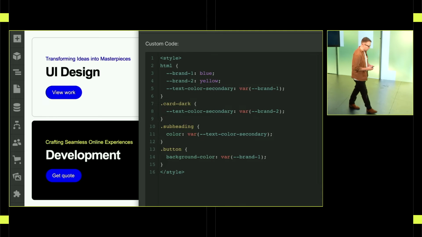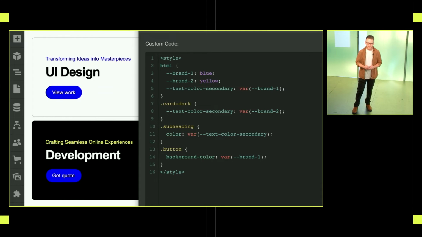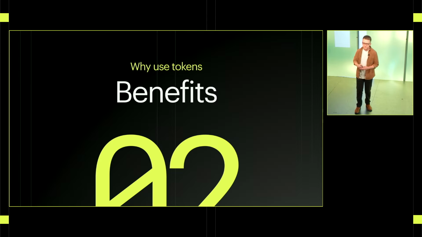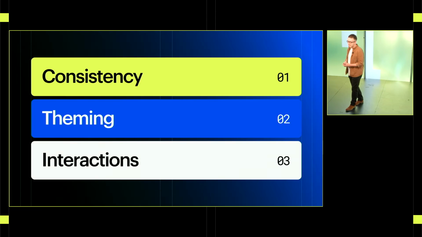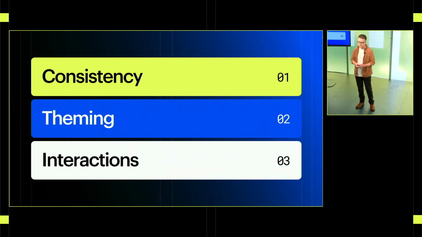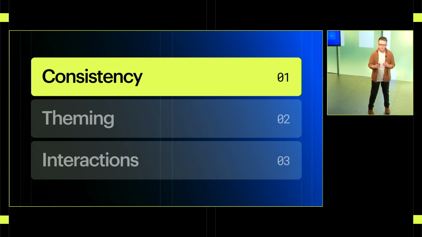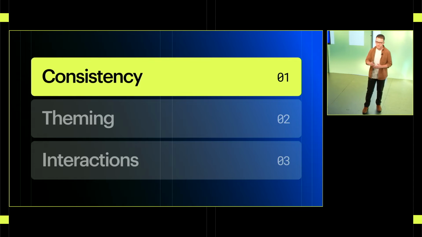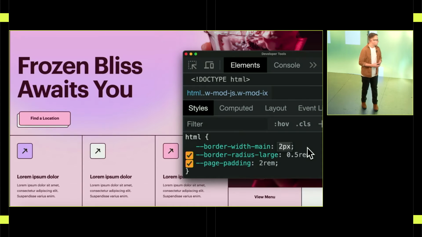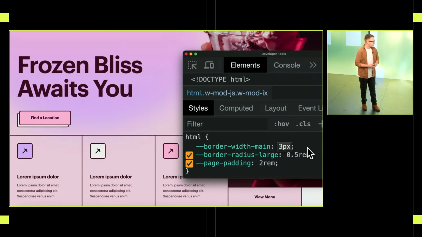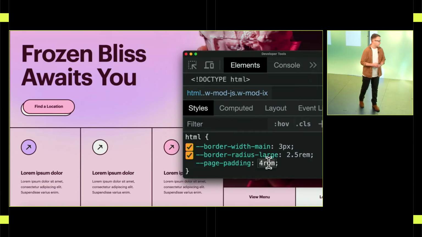So you may be wondering, why bother creating a system like this in the first place? There's a couple key benefits to using tokens, and the main things they help us with are consistency, theming, and interactions. When it comes to consistency, we often think about how can we take the smallest design choices, things like a border width, things like rounded corners, and save them in styles we can reuse. So here you'll notice we can update the value of our border widths, of our border radius, and this is changing on every page of our site, page padding, from adjusting one place.